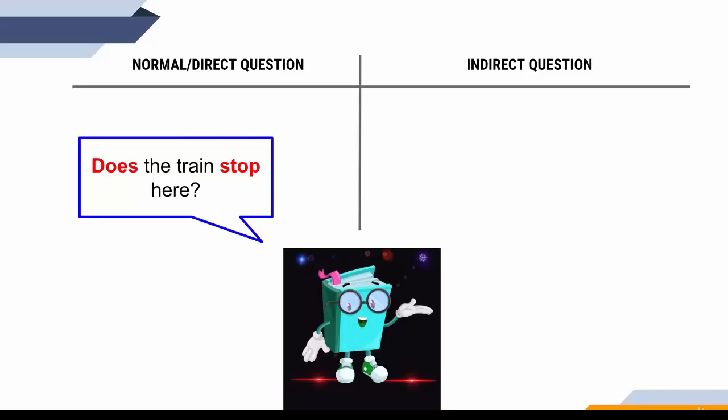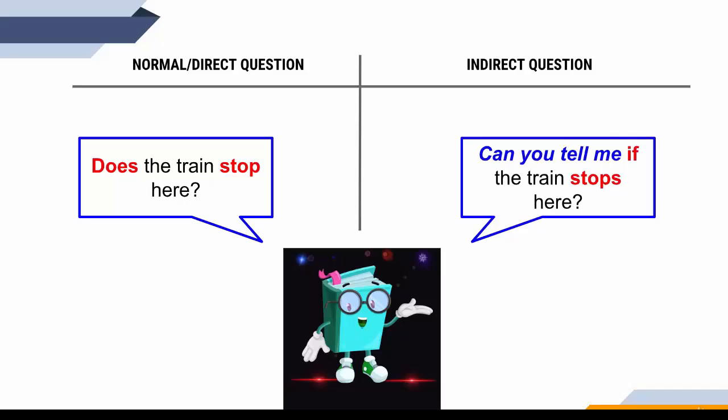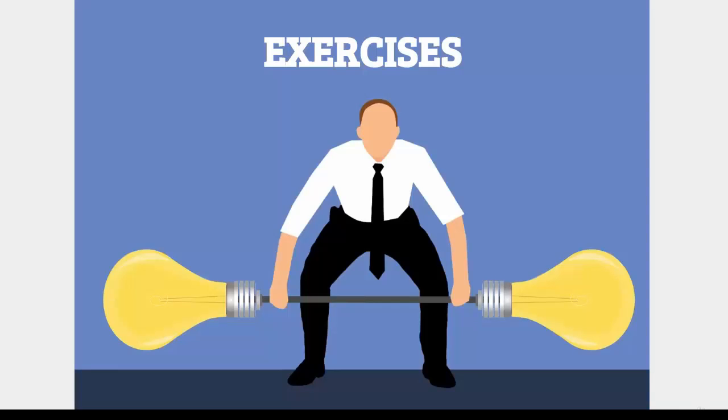And one more example. Does the train stop here? It's again a yes-no question, so you're following the rule from the previous example. Can you tell me if the train stops here? Exercises. PDF attached, doing exercises, and explaining everything again.